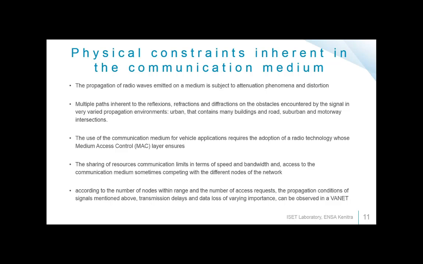The use of the communication medium for vehicle applications requires the adoption of a radio technology whose medium access control, MAC layer, ensures the sharing of resources, communication limits in terms of speed and bandwidth, and access to the communication medium, sometimes competing with different nodes of the network. According to the number of nodes within a range and the number of access requests, the propagation conditions of signals mentioned above, transmission delays, and data loss of great importance can be observed in a VANET.